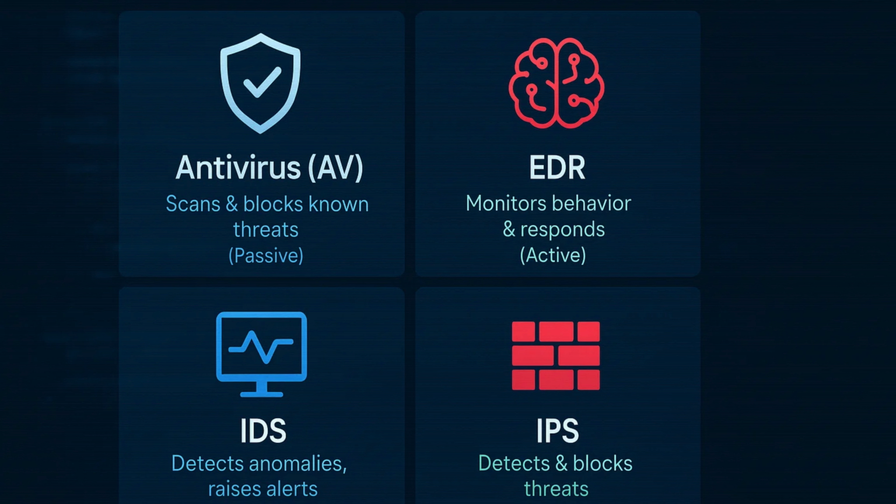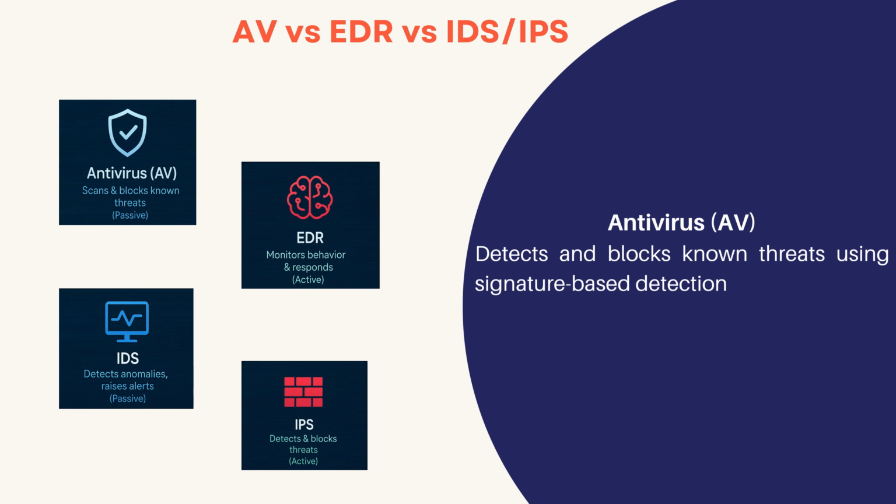Let's break down four key defensive tools. First up, we have antiviruses or AV. It works by scanning for known threats using signature-based detections. Think of it like comparing files against a list of known bad guys. It's mostly passive. It reacts when it spots a match. A common example is Windows Defender.